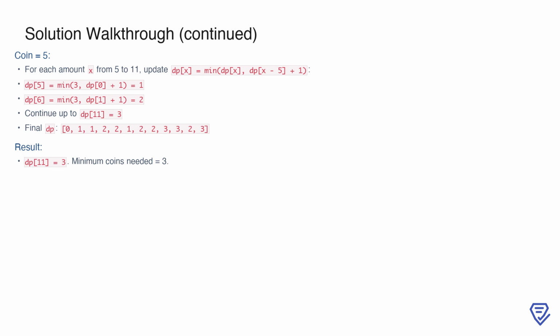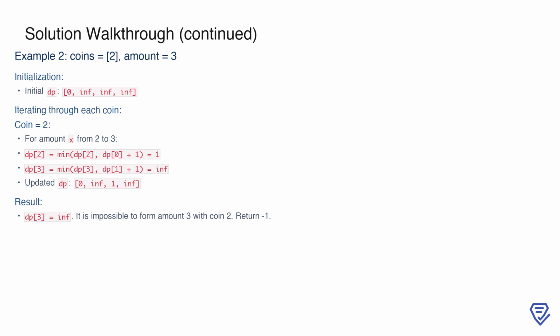At the end of this step, the dp array looks like 0, 1, 1, 2, 2, 1, 2, 2, 3, 3, 2, 3. The value at dp[11] tells us that the minimum number of coins required to make up the amount 11 is 3. Thus, the final result for this example is 3.